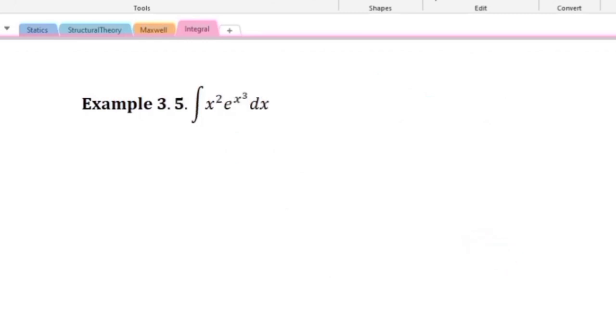We have the integral of x squared times e raised to x cubed dx. First thing na gagawin natin is to let our exponent equal to v. So v is equal to x cubed. Taking the derivative of this, we have dv is equal to 3x squared dx. So kung mapapansin natin dito sa equation natin, we already have x squared and dx. So kulang na lang tayo ng 3.